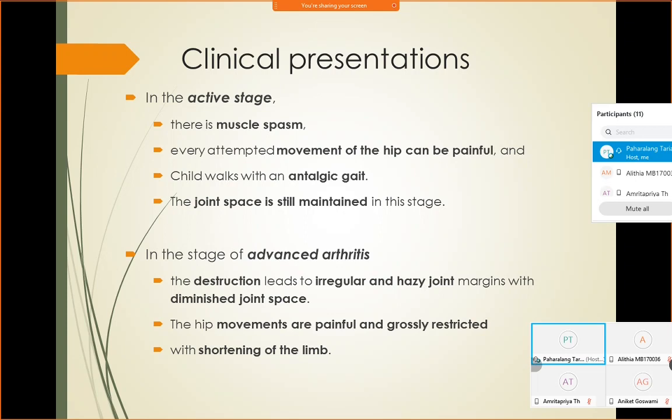So up till here, even if there's erosion, the joint space is still maintained. As it progresses into the advanced stage, there's marked destruction. Okay, the joint spaces become diminished and the hip movements are painful and grossly restricted. The limb further becomes shortened. So remember, in the first stage of synovitis, there's apparent lengthening. Gradually, there's apparent shortening, and eventually, with the final stage, there's shortening of the limb. Why? Because of the gross destruction of the joint.